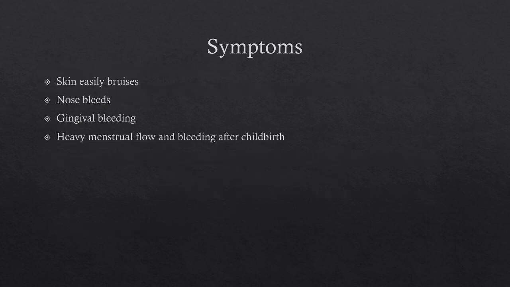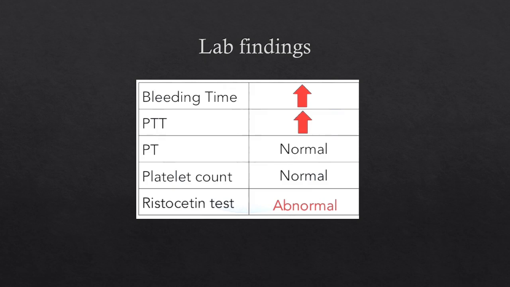The symptoms are that the skin can easily bruise, nose bleeds, gingival bleeding, and heavy menstrual flow or bleeding after childbirth. Laboratory findings: because it's von Willebrand factor that is involved, it has nothing to do with any of the coagulation factors or that of the platelets. So the bleeding time, the partial thromboplastin time, the prothrombin time, and the platelet count are all normal.